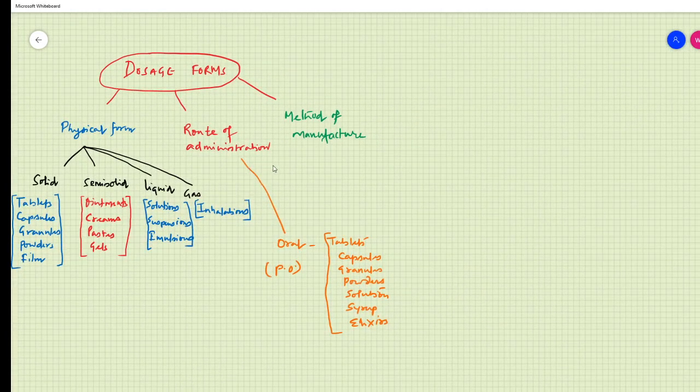And if we want to give them as injections, we call it parenteral. Enteral comes from the word enteron, meaning the intestine, the gut. Parenteral means beside the enteron, beside the gut, which is the parenteral route of administration. So what are the parenteral dosage forms? They can be injections. Injections can be administered by different routes. If they are administered into the veins, they are called intravenous. It can also be intramuscular.